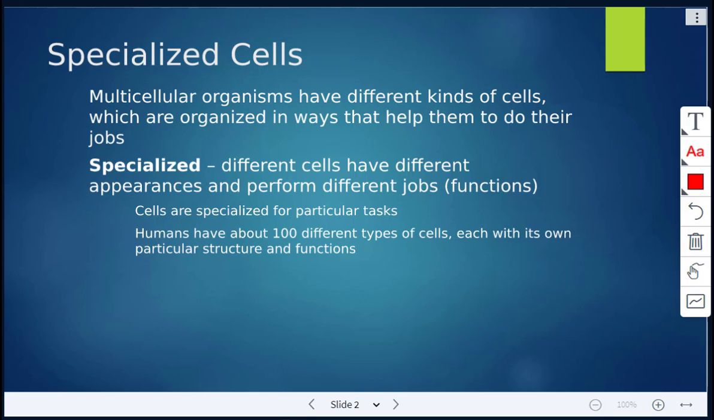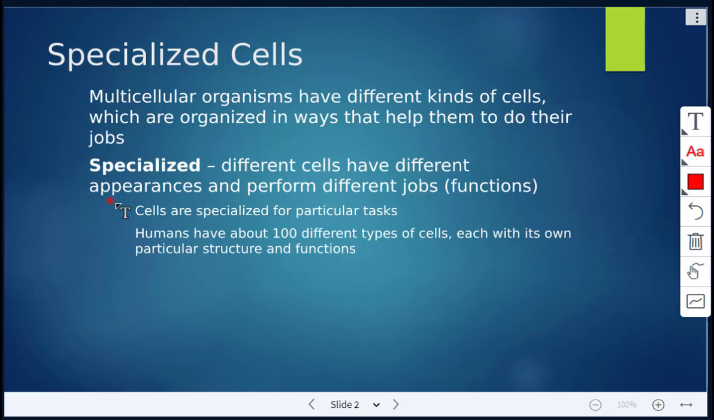We, as multicellular organisms, have different kinds of cells which are organized in ways that help them do their jobs. That's what it means to be specialized. They are unique, different cells that have different appearances and perform different jobs, meaning they have different functions from each other. Think of a brain cell compared to a heart cell, compared to your blood cell, right? They're all specialized for their job.